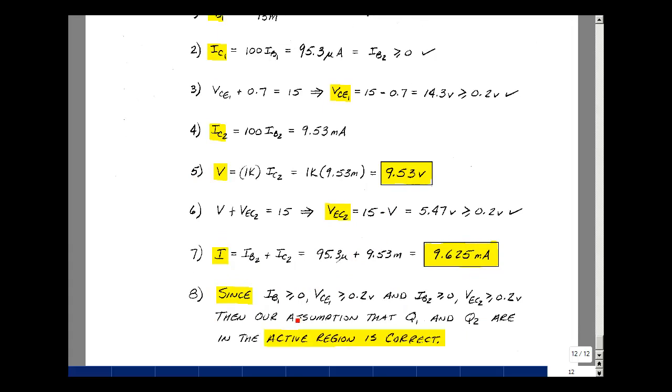Now since I sub B1 is greater than or equal to 0, V sub CE1 is greater than or equal to 0.2, and I sub B2 is greater than or equal to 0, and V sub EC2 is greater than or equal to 0.2 volts, then our assumption that Q1 and Q2 are in the active region is correct. And this is an NPN PNP example.